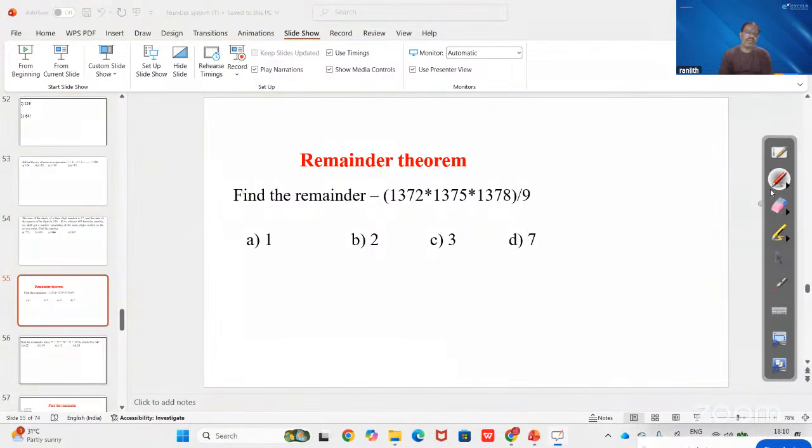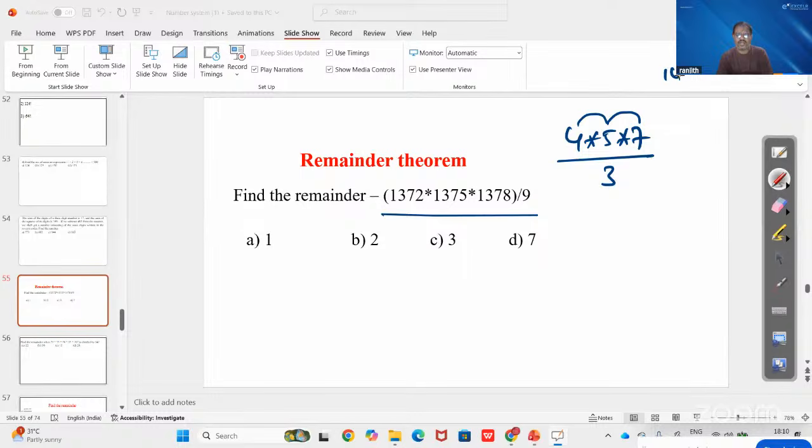Next will be the remainder theorem. 1372 into 1375 into 1378 divided by 9. How do we find this? Before solving this one, let's see one basic question: 4 into 5 into 7 divided by 3. 4 5s are 20, 20 into 7 will be equal to 140. 140 divided by 3 will take some time.